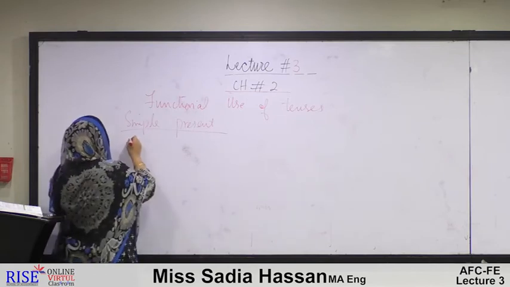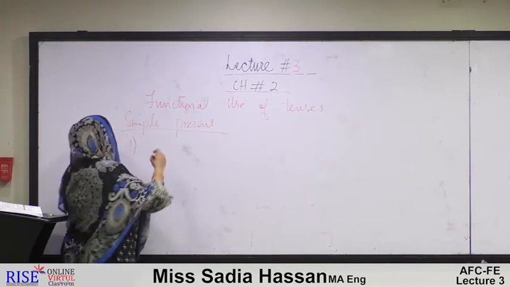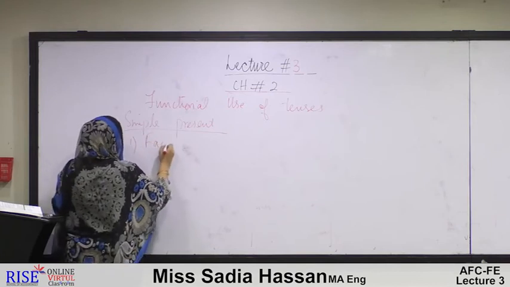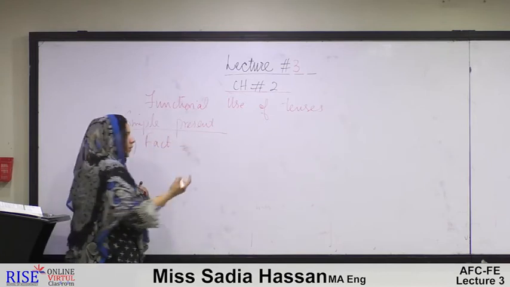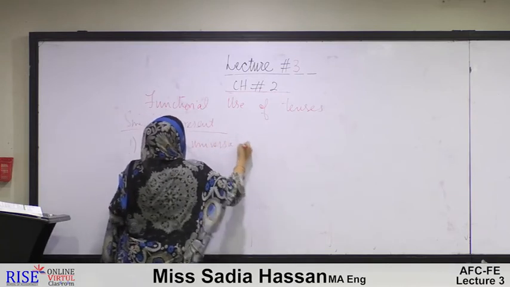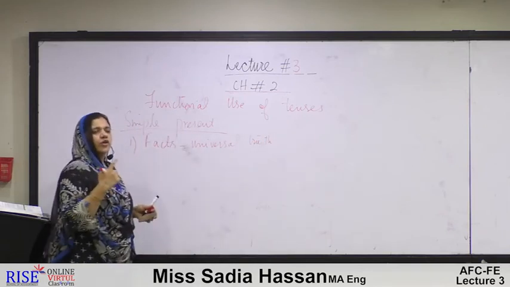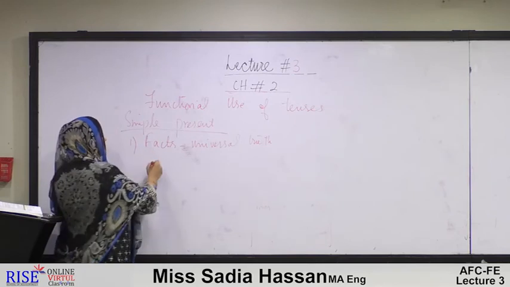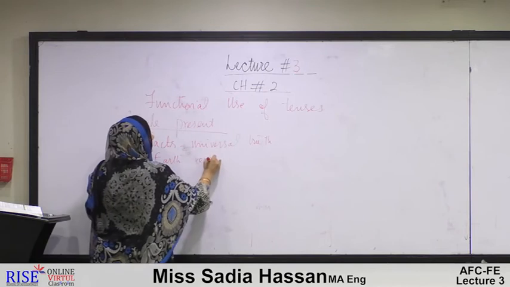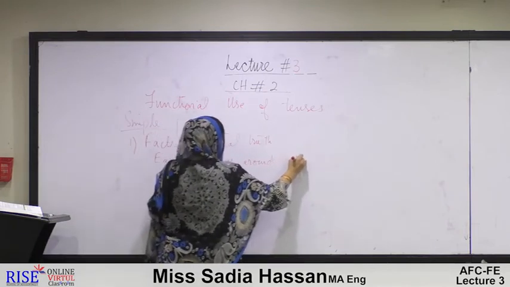Number one, simple present is used always for the revelation of the facts, or in other words, for the universal truths. Whenever we are going to describe the universal truth, we always use this simple present tense. Earth revolves around the sun.